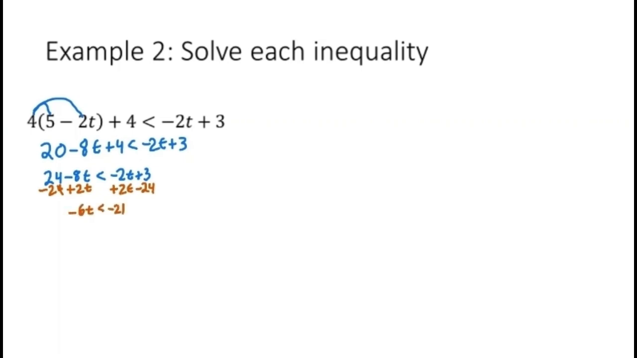And if we simplify, we get negative 6t is less than negative 21. Then we'll divide both sides by negative 6. Since we're dividing by a negative number, the inequality sign flips. And when we reduce our fraction, we get t is greater than 7/2. As an interval, this would be the interval 7/2 to infinity with a parenthesis around the 7/2.